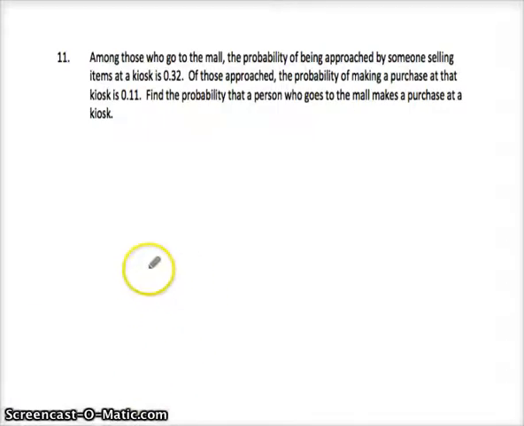Okay, among those who go to the mall, the probability of being approached by someone selling them something at a kiosk is 0.32. Of those approached, the probability of making a purchase at the kiosk is 0.11. Find the probability of both. Now these are independent probabilities, so you're simply going to multiply the two of them together for number 11. And I think you get an answer for that, which is like 0.032.